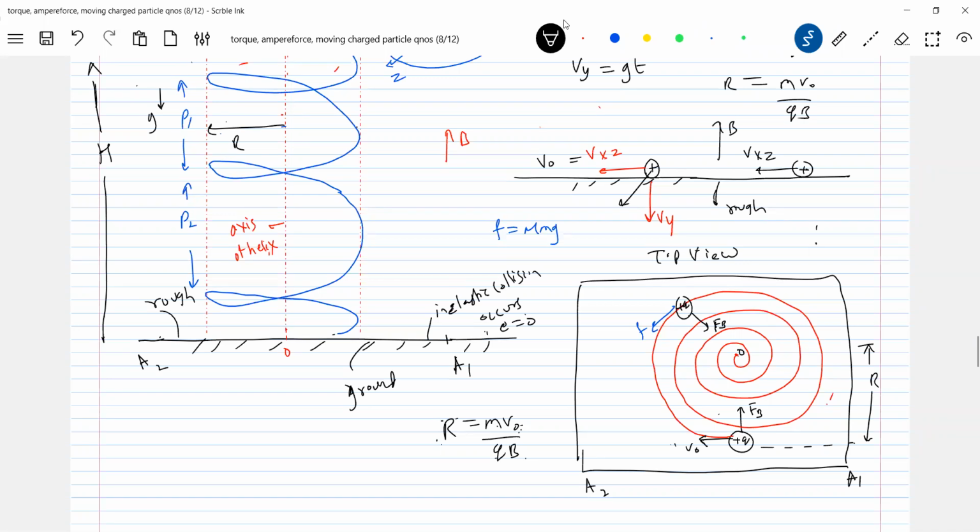This should be after collision, and this is before collision. So like this, some theoretical questions they can bring here. You have to be careful, they can ask questions in very arbitrary ways here.